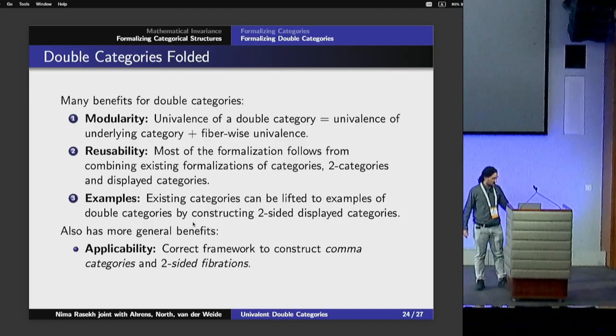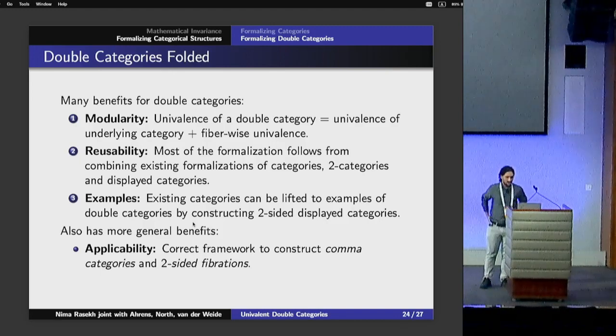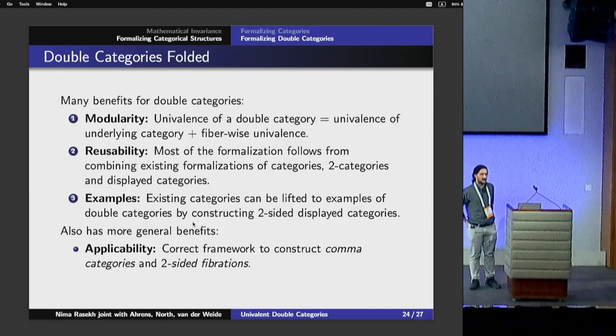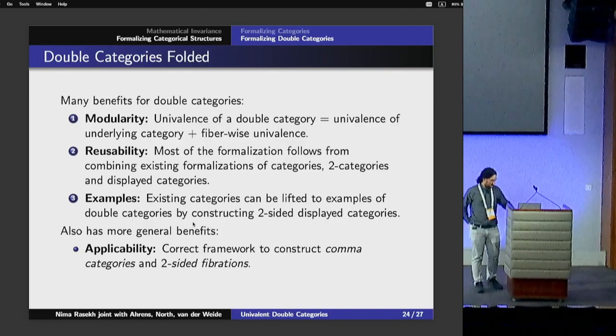Let me make a note that there's also additional examples if you're super into hardcore category theory. You can think of a two-sided displayed category as a good way to study two-sided fibrations. So this is a little bit for the category theory nerds in the audience.